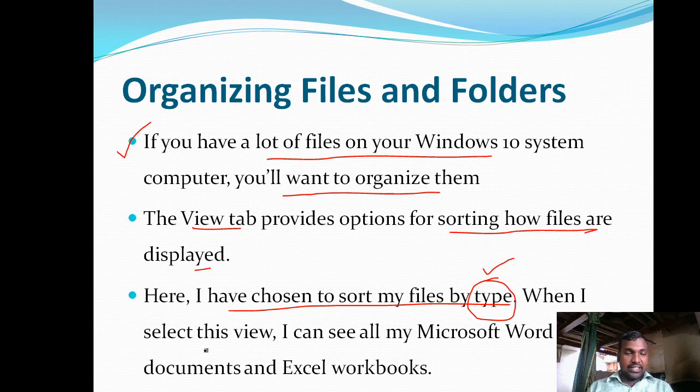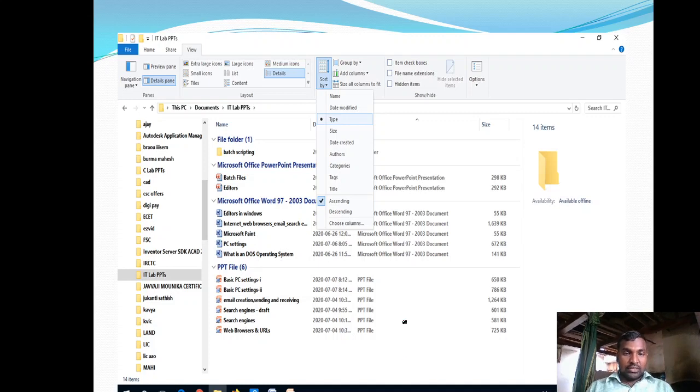When I select this view, I can see all my Microsoft Word documents and Excel workbooks in a single place like this. So you can view all the files related to Microsoft Word in one place, Microsoft Excel in one place, all the PDF files in one place, all the text files in one place. So this is an example. All the folders available in this particular window are displayed in one place. All the PowerPoint presentations are displayed in one place.